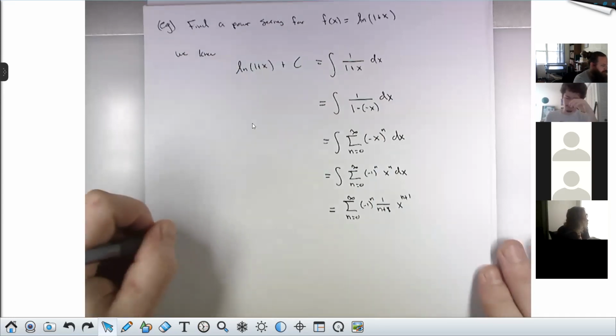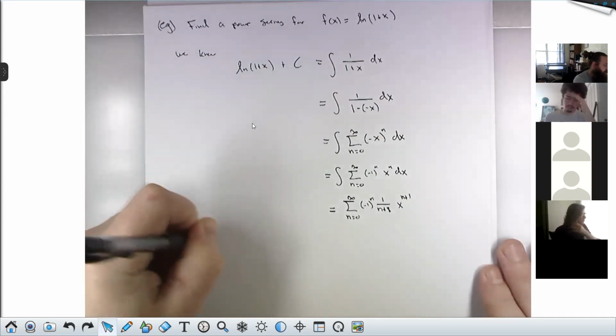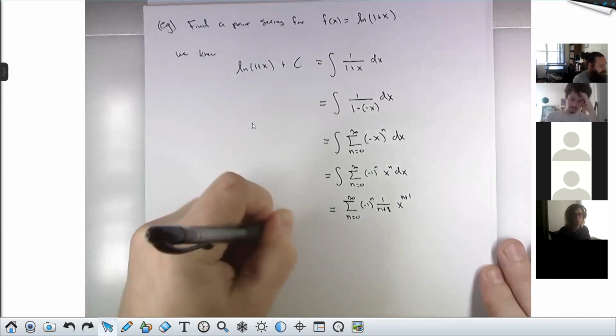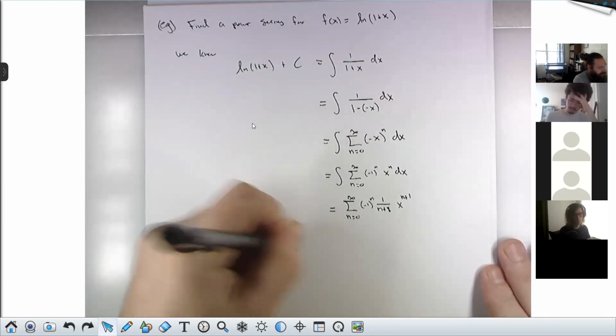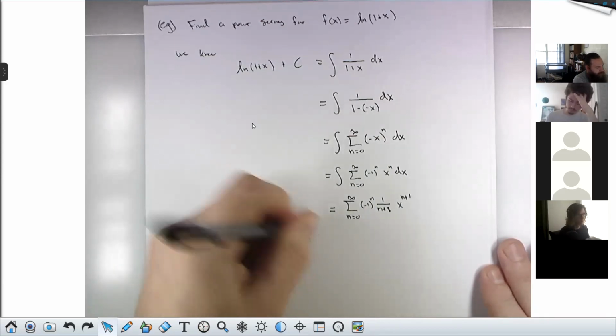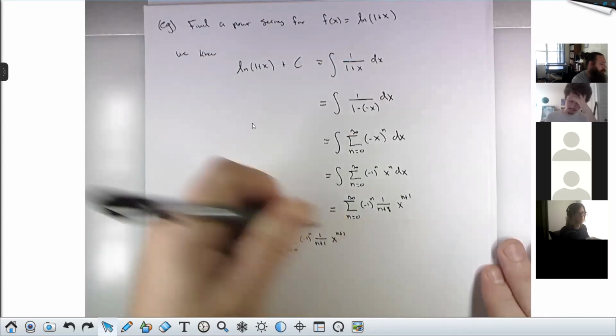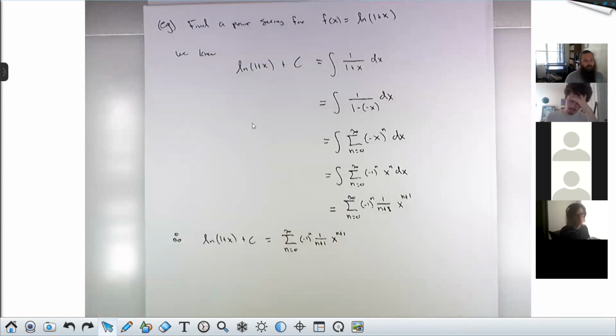So what we've got here is that the natural log of 1 plus x plus some constant is equal to sigma n from 0 to infinity, negative 1 to the n times 1 over n plus 1, x to the n plus 1. And like we did for the inverse tangent series, we're going to need to solve for c, right? I want to know exactly what the power series for ln of 1 plus x is. I'm not okay with just knowing it modulo an additive constant.